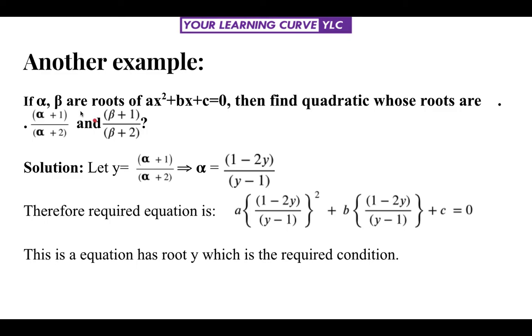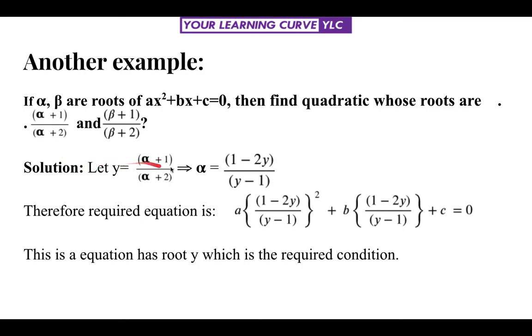What we do, we assume that y, a new variable, is equal to one of the required roots, alpha plus 1 upon alpha plus 2. We solve this equation and find the value of alpha in terms of y. We get alpha is equal to (1 minus 2y) divided by (y minus 1).